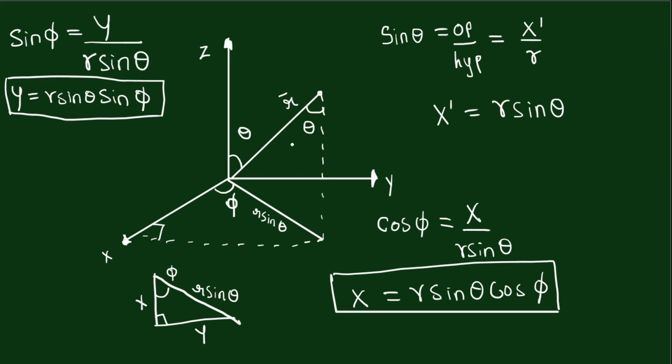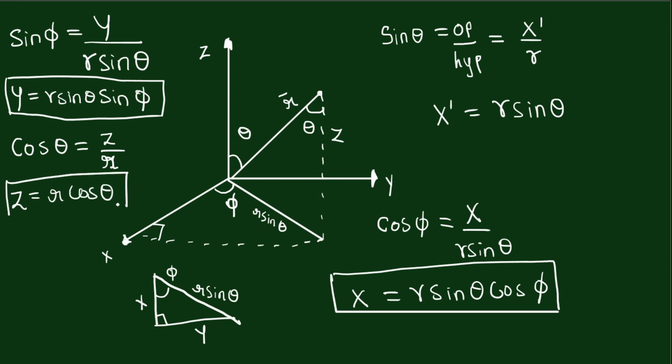And now if we take this triangle, we know cos of theta will be z, let's call this z, by r, which is adjacent upon hypotenuse. So cos of theta will be z by r. So z will be r cos theta. So now we have our three conversions from Cartesian to polar coordinate systems.